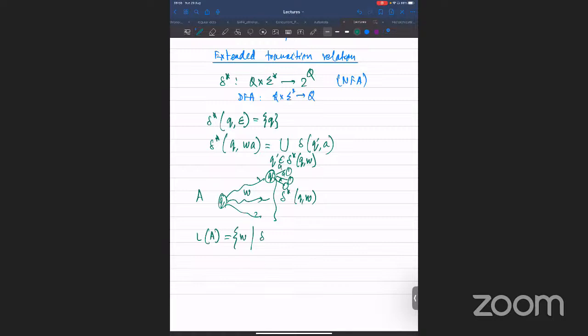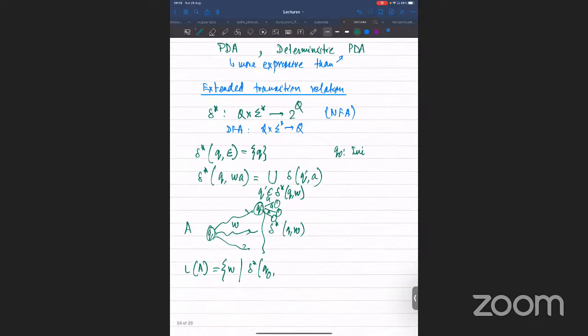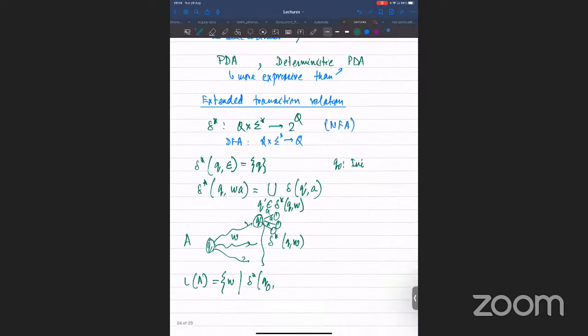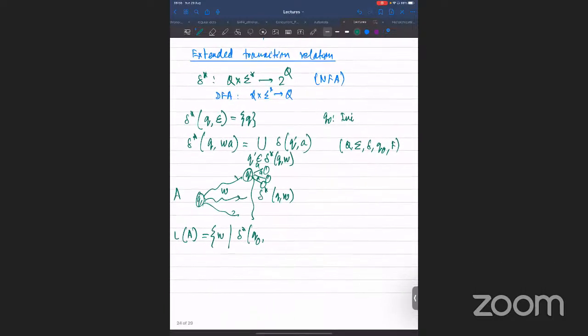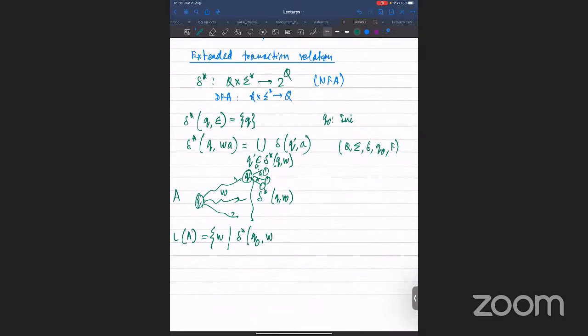Right. So delta star Q0. What is the Q0? Q0 is my initial state, correct? So how do you express an NFA? Q, sigma, delta, Q0, F. Okay, and then delta star of Q0 comma W.